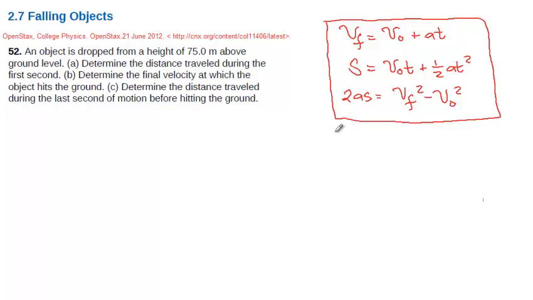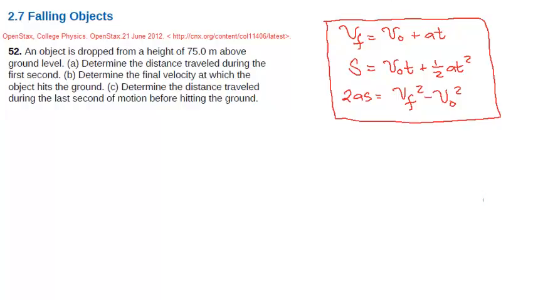This is Problem 52, Chapter 2 from OpenStax College Physics. An object is dropped from a height of 75 meters above ground level. Part A: determine the distance traveled during the first second. Letter B, determine the final velocity at which the object hits the ground. And letter C, determine the distance traveled during the last second of motion before hitting the ground. So let us try to take a look at this.